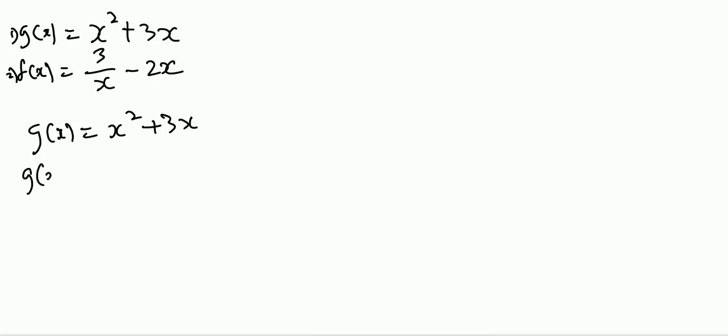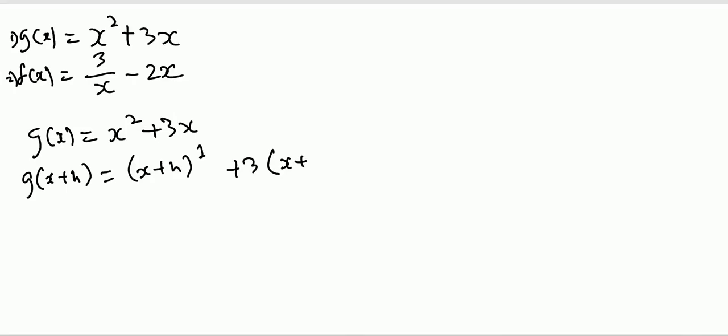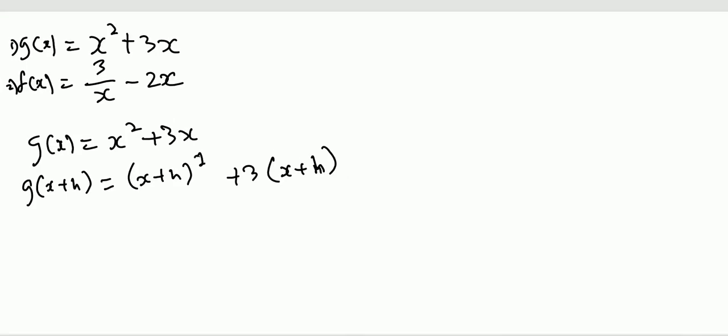So g of x plus h will be what? Where we see our x, we substitute with x plus h, so it will be x plus h squared plus 3 into x plus h. Then when we simplify, we are going to get x squared plus 2xh plus h squared plus 3x plus 3h. Do we have like terms? No, I don't think so. Then that means this is our g of x plus h.